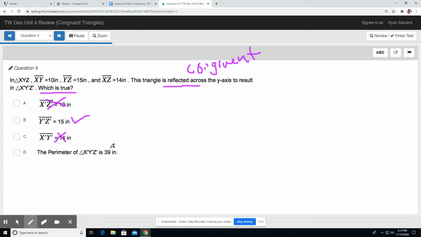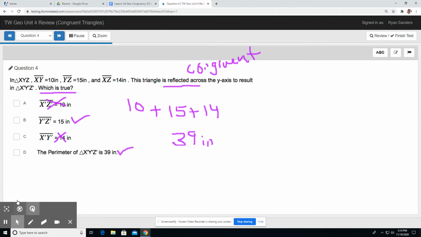The perimeter of XYZ is 39. So if you add up all the sides, 10 plus 15 plus 14, I get 39 inches, the perimeter, which is true. I get this one also. Yes, so it's not just one answer. They didn't say pick the right one, so it looks like we have multiple answers on this. Careful, but those do link together. You're just double checking 10, 25, 39, yep.